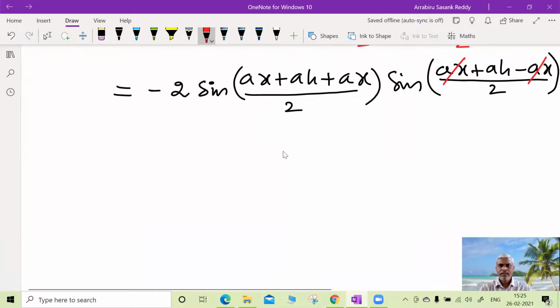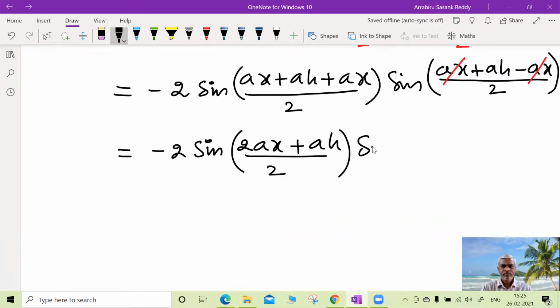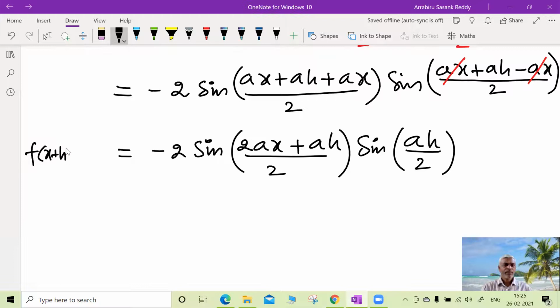Plus ax minus ax will get cancelled. So this can be minus 2 sin, 2ax by 2, sin ah by 2. So this is f of x plus h minus f of x value.